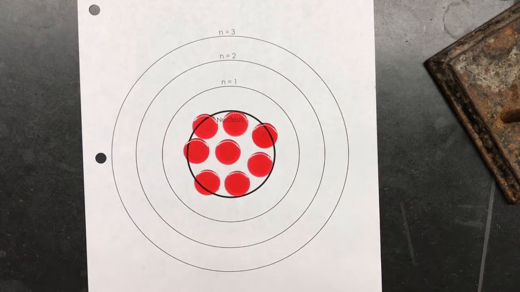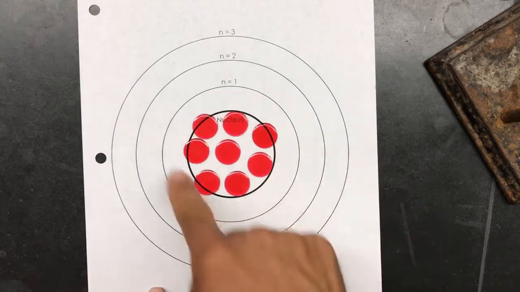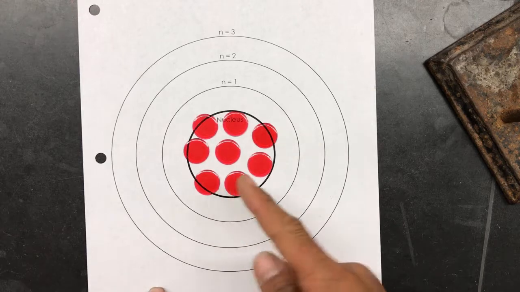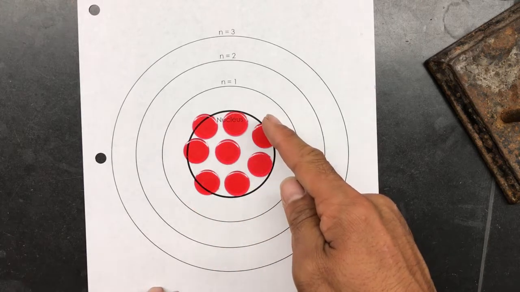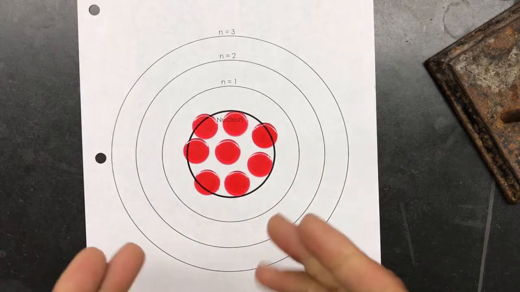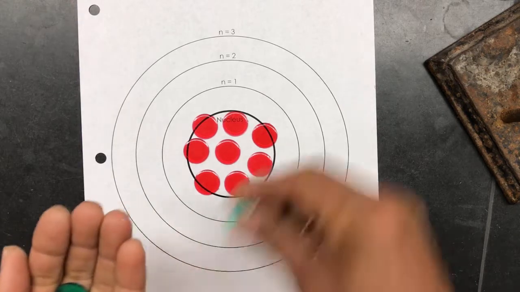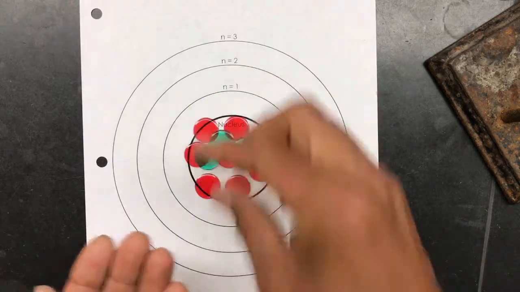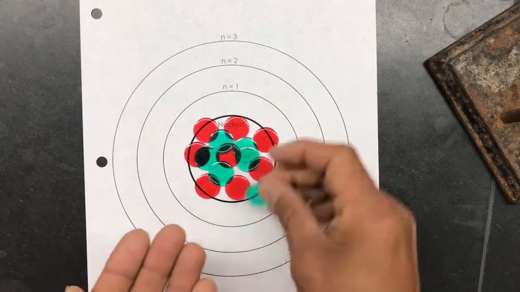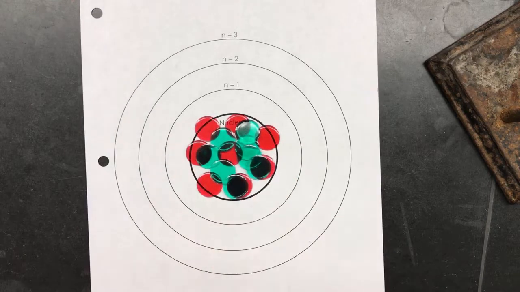And looking at the periodic table, the atomic mass is 16 for oxygen. And the atomic mass, the mass of the atom, comes from the combination of protons and neutrons. And there are 8 protons. The atomic mass is 16. So you have to have 8 neutrons to make the atomic mass 16. So I'm going to put 8 neutrons in the nucleus. So that's the nucleus of an oxygen atom.